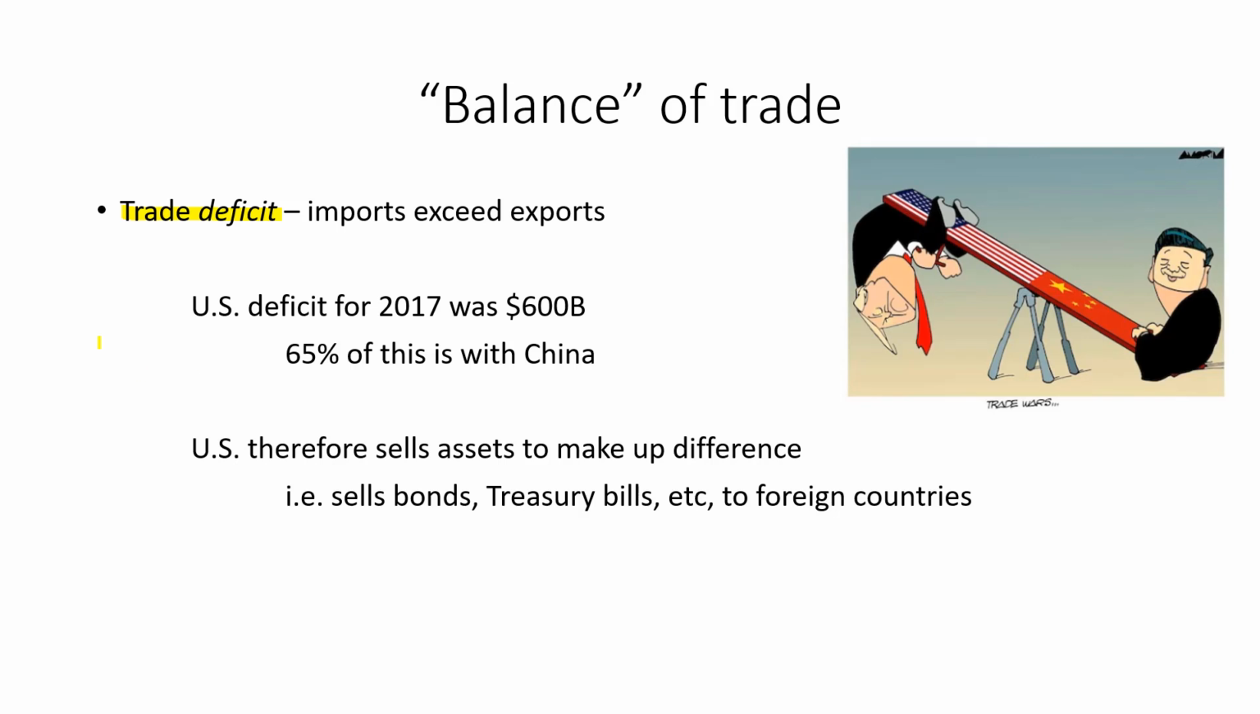The deficit as of 2017 has dropped just a little bit because of the Trump administration's more protectionist policies, but it is still a large trade deficit. And the biggest chunk of this, of course, is with China. In order to make up that difference, the U.S. sells assets such as bonds and treasury bills to other countries. And that's one of the reasons why China is heavily invested in America, in order to make up that difference in the trade deficit.